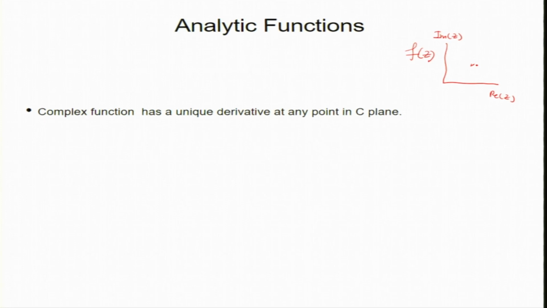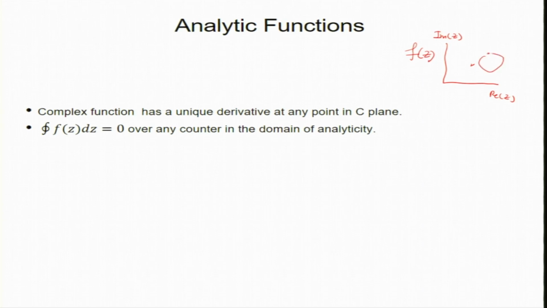If a function is analytical, then it has many interesting properties. One such property is that the integral of f z over a closed contour, any closed contour, is zero. If the function is analytical in a region, in fact it does not need to be analytical everywhere, take any closed contour in this region, the integral of f z dz is 0.